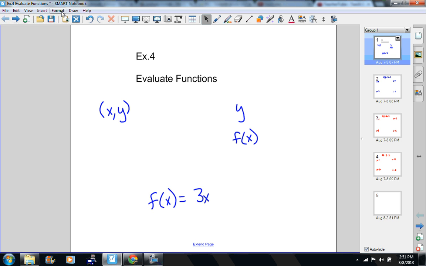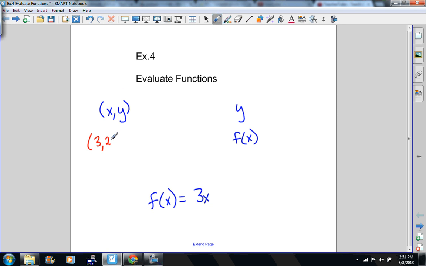First of all, if anything's given to you in an ordered pair like this, so like (3, 2), since these are alphabetically written, X comes before Y in the alphabet, X comes before Y in an ordered pair. So this would be your X, and that would be your Y. I don't know how much you'll see that now, but it will come up later.